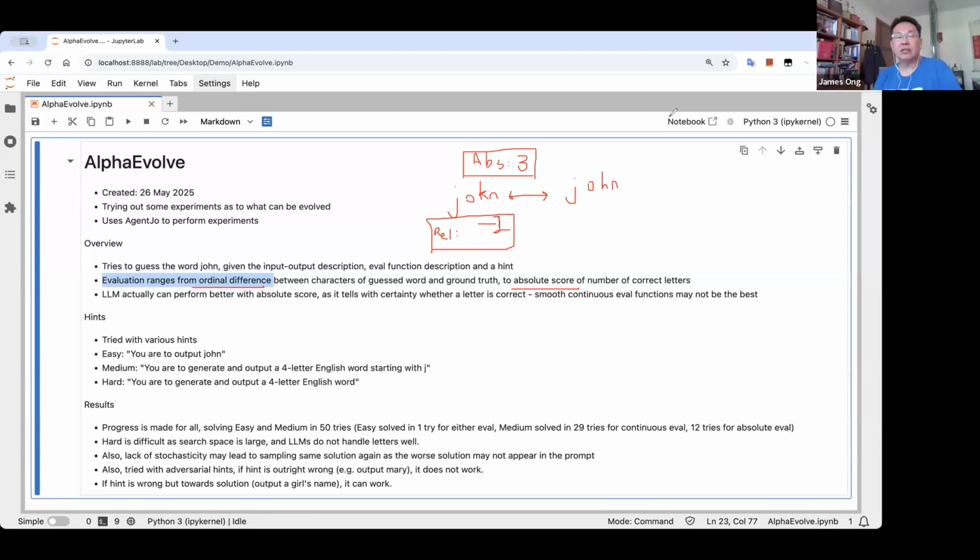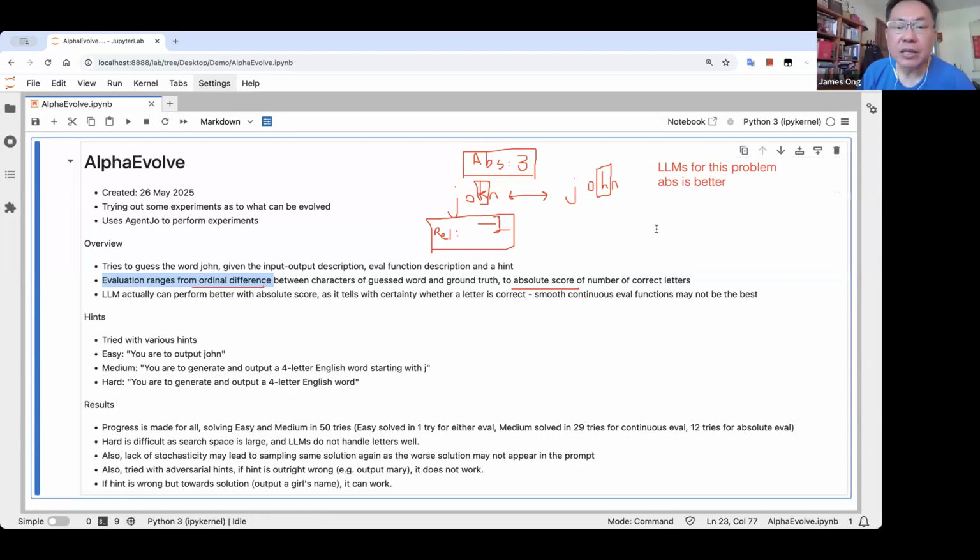Relative ordering, you mean? Relative means that for each letter, you see how many letters of difference it is from the ground truth. Of course. Great, that was my initial thought also. But I realized after I did the experiment, actually, for this problem the LLMs do better with the absolute score. And I realized why.